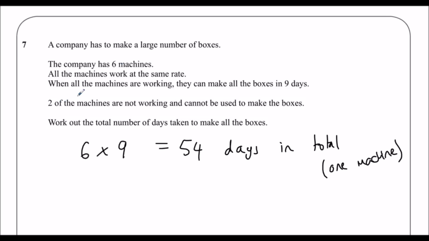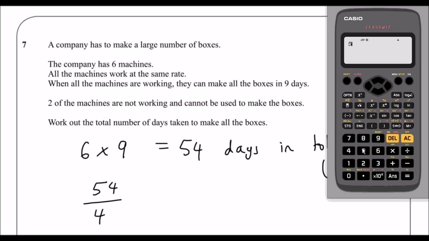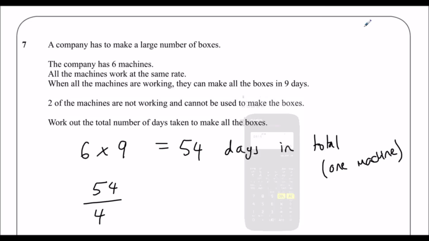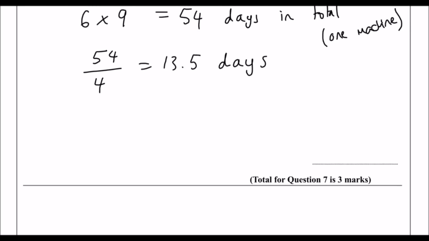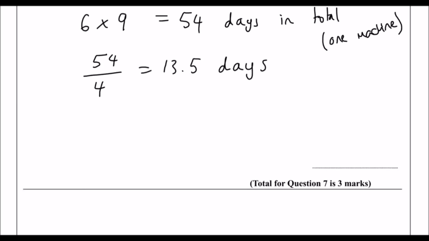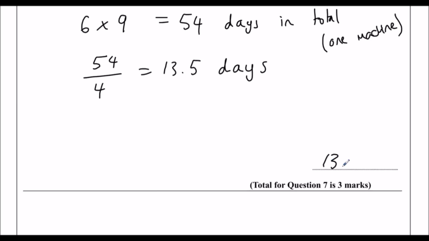So we've got 6 machines, 2 not working. That means we've got 4 machines. So divide the work that needs to be done between the 4 machines, and it will take 13.5 days. So we could say 13.5 days. The total number of days, we could say 14 days. I'll put 13.5.